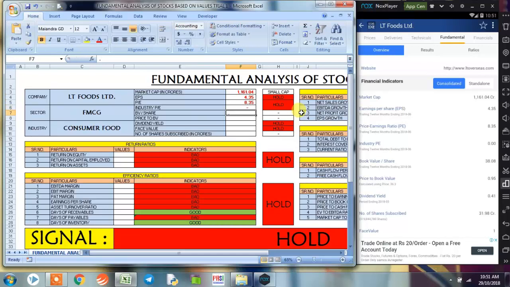Book value per share is 38.08. Price to book value is 0.95. Dividend yield is 0.41, and the face value of the company is 1. Number of shares subscribed is 31.98.